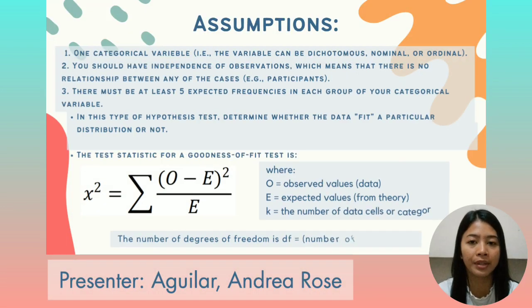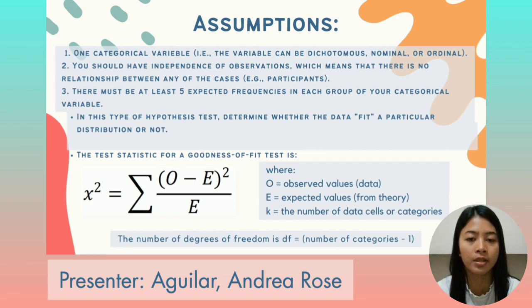Here are the assumptions. Number 1. One categorical variable, that is, the variable can be dichotomous, nominal, or ordinal. Number 2. You should have independence of observations, which means that there is no relationship between any of the cases, for example, participants. And number 3, there must be at least 5 expected frequencies in each group of your categorical variable. In this type of hypothesis test, we determine whether the data fit a particular distribution or not.